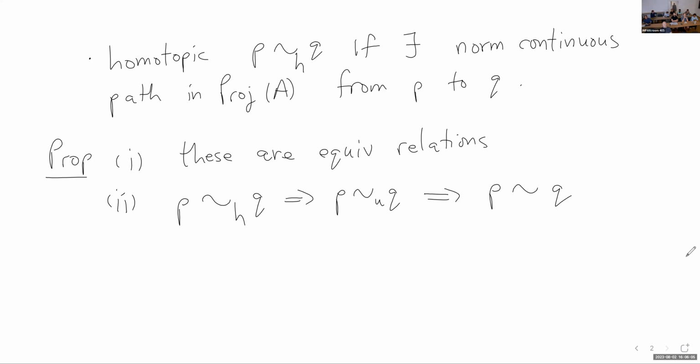The second I won't get into, but what I will say is that the reverse implication is true if and only if, in addition to P being equivalent to Q, 1 minus P is equivalent to 1 minus Q. In a minimal unitization, I suppose. Yeah.